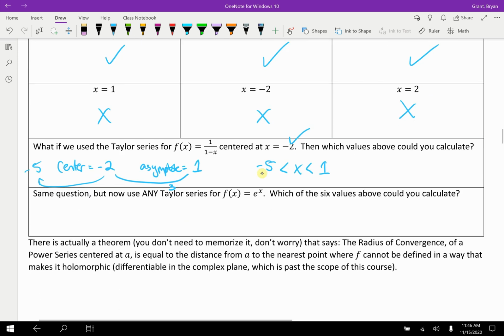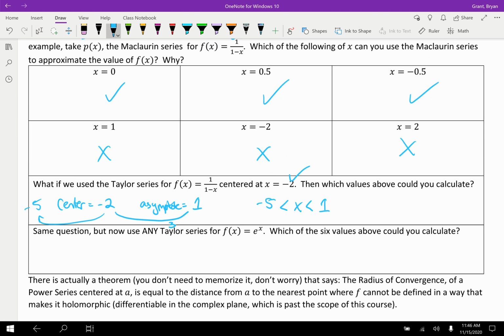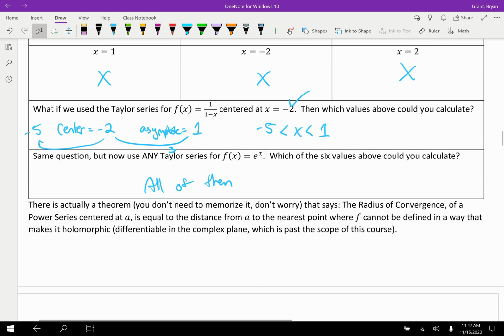Right? Okay, same question, but now use any Taylor series for e to the x. So center it anywhere that you want. Which of the 6 values could you calculate? And of course, all of them, because e to the x is continuous everywhere, no discontinuities.